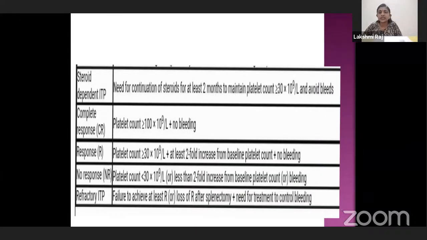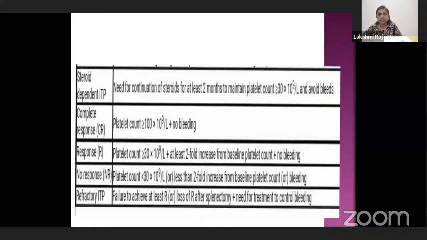So some other terminologies. First is steroid-dependent ITP. That means in order to maintain a platelet count more than 30,000 and to avoid bleeds, the child has to be on steroid for at least 2 months. Then it is known as steroid-dependent ITP. That is, the child has to take steroids for 2 months at least in order to stop bleeding manifestations and the count will go above 30,000.